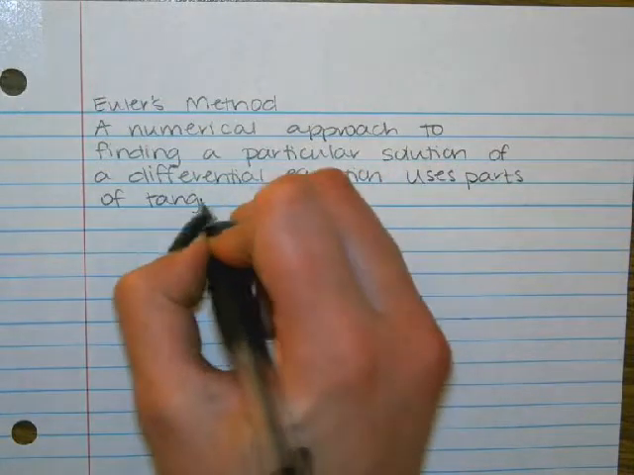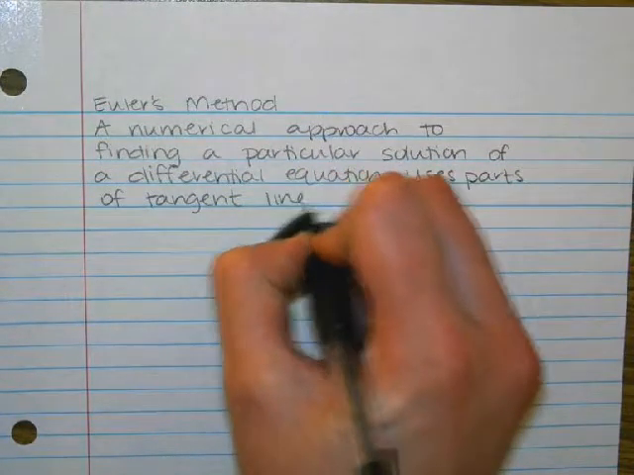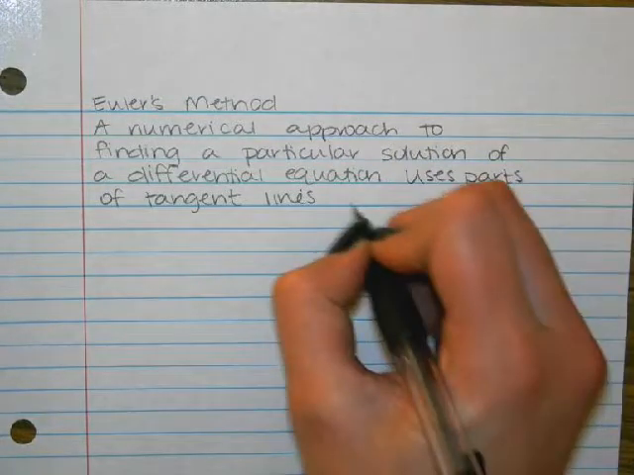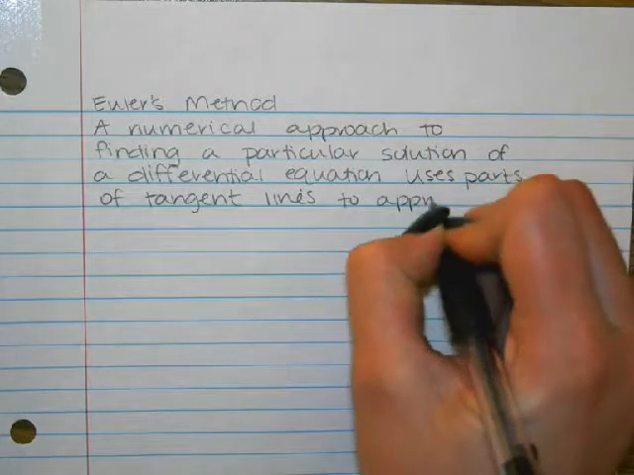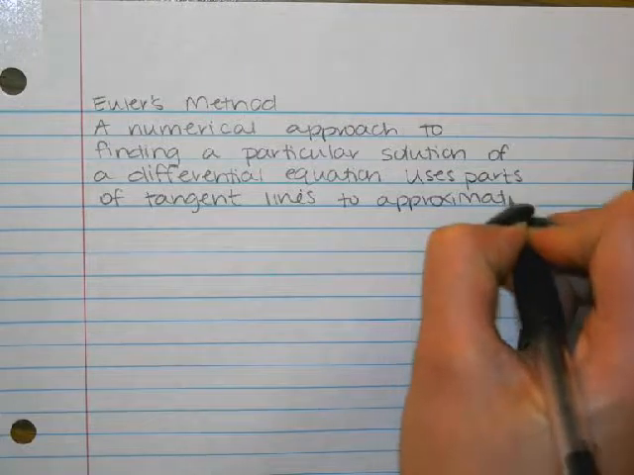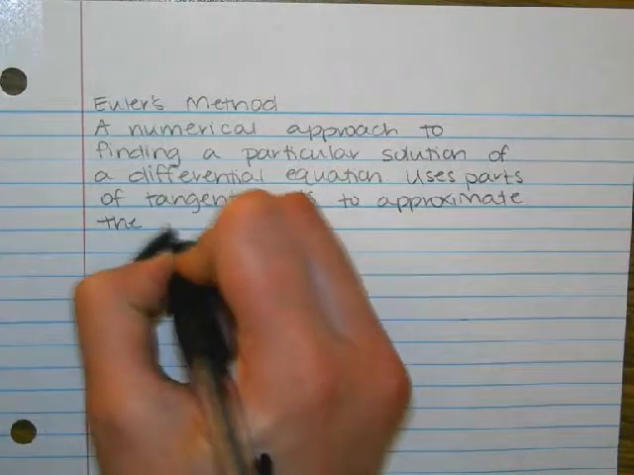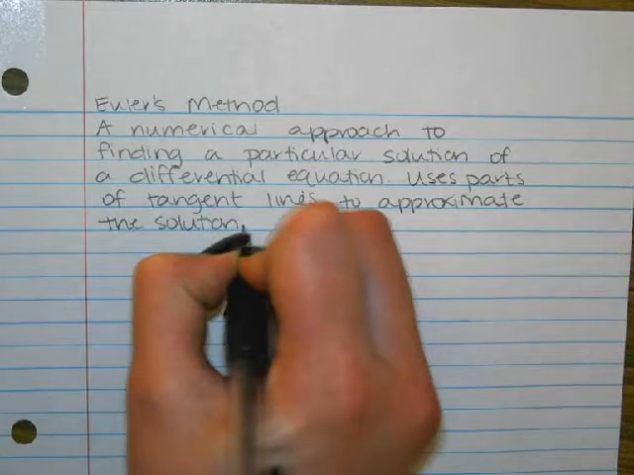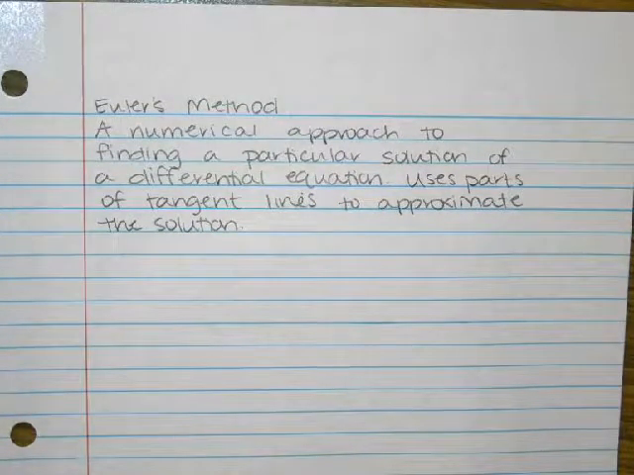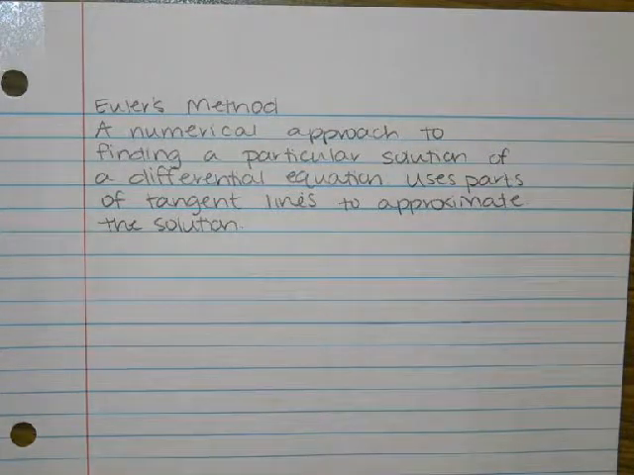All right. It uses parts of tangent lines to approximate the solution. So we did something kind of similar to this idea. The math was different, but we did something similar to this before where we couldn't necessarily figure out exactly where the curve was, but we could figure out maybe what the tangent line could be, and we said that that tangent line was a good enough approximation that we could use it as an answer.